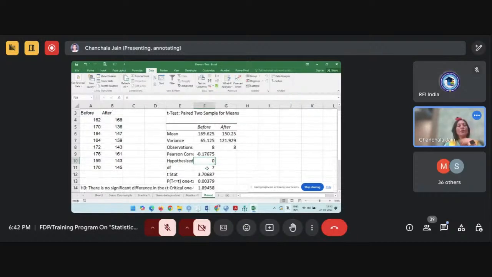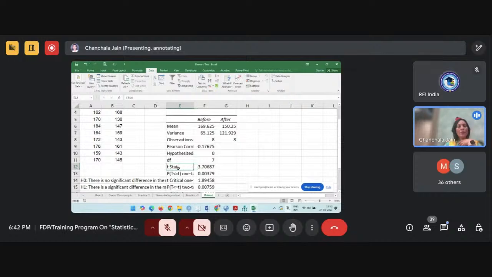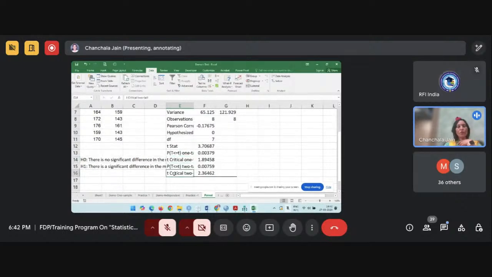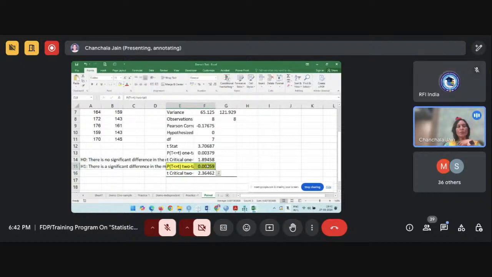The degrees of freedom is 7. The calculated t value is 3.70687. Then the p-value for one tail and the critical value for one tail are given, then the p-value for two-tail and the critical value for two-tail. If I talk about the p-value, which is 0.00759, you can see this is less than 0.05. Is it fine, friends? Yes, ma'am.